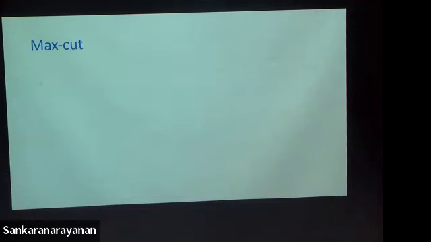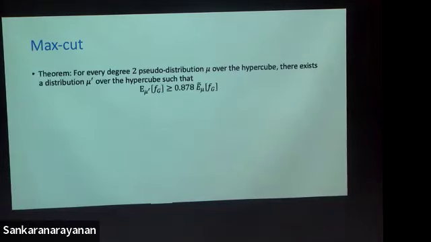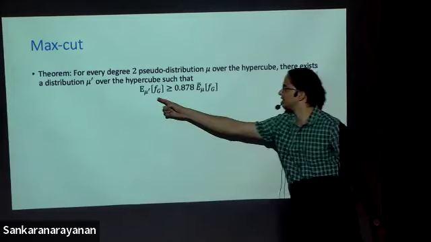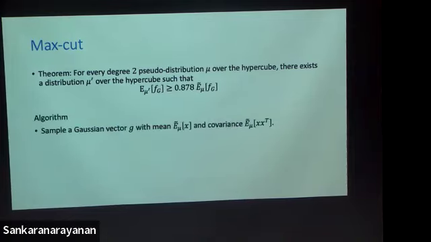So fg is this polynomial: the summation over edges ij in E of (xi minus xj) squared. So the expectation over this real distribution of fg is at least 0.878 times the pseudo expectation of fg. I'll maybe not give you the full proof, but at least the hope is that I'll give you a flavor of what the algorithm looks like.